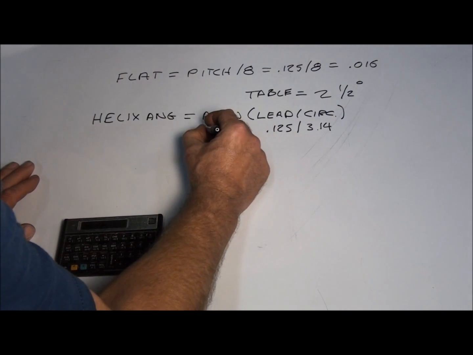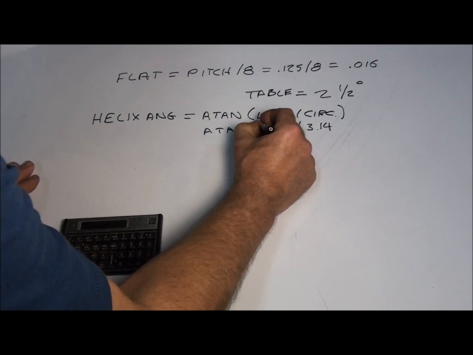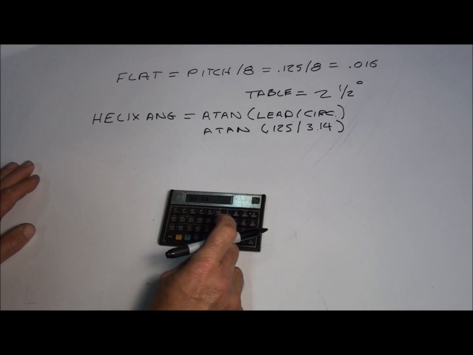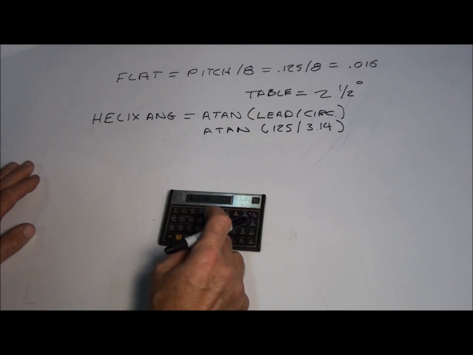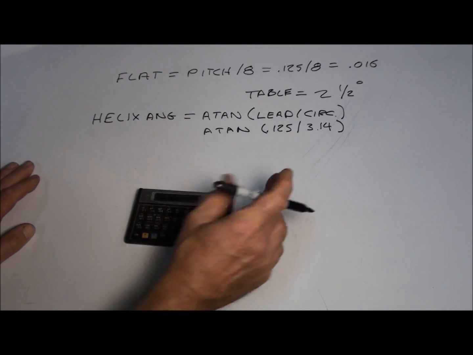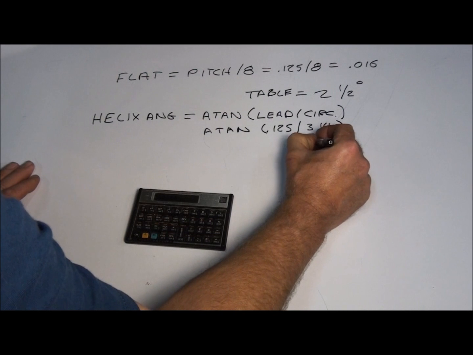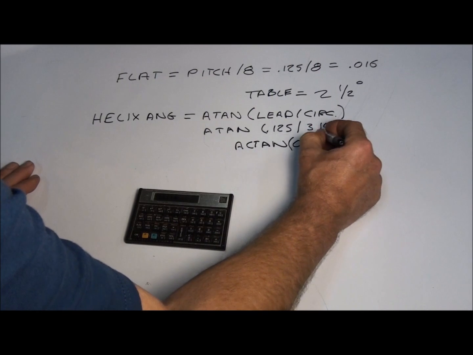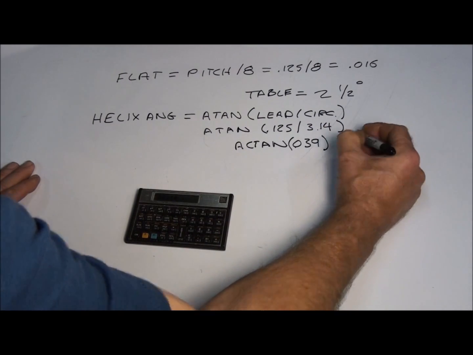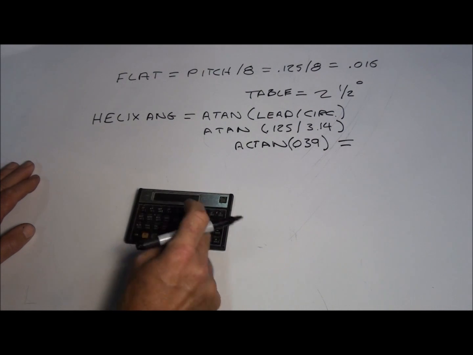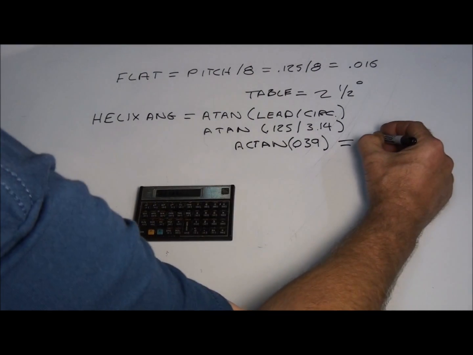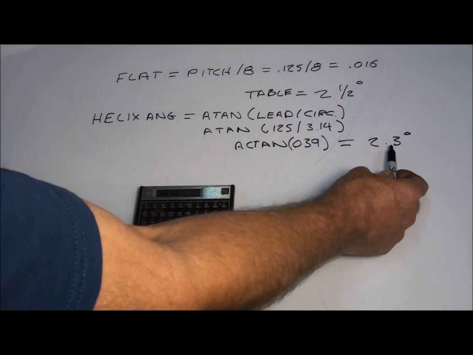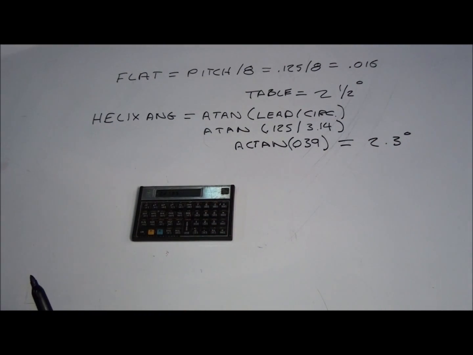Alright, so we take the arc tangent of this amount. Let's work it out here. 0.125 inches divided by pi equals 0.039. So we take the arc tangent of 0.039, and that equals 2.278 degrees, 2.3 degrees, roughly. Okay? Well, how come that's not the same as the helix angle we found in the table?